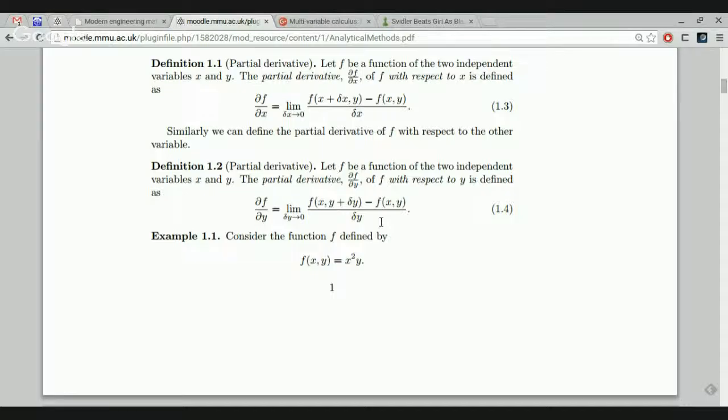So let's straight away jump in and have a look at an example here. This is example 1.1. I'll switch to the overhead.